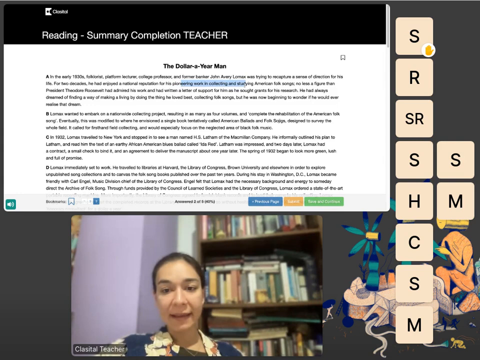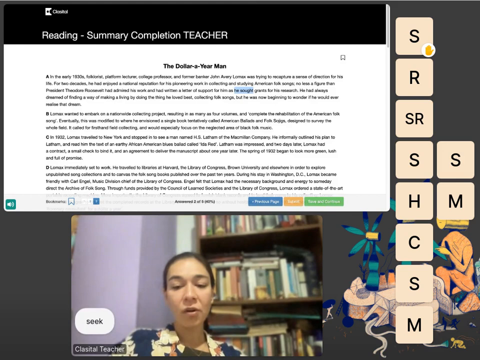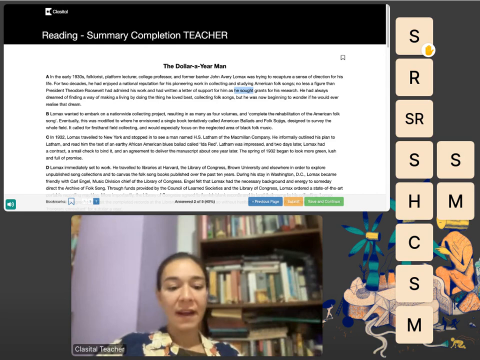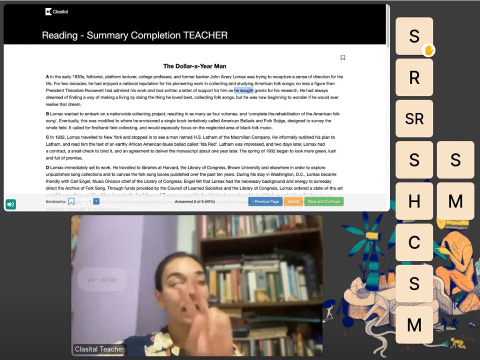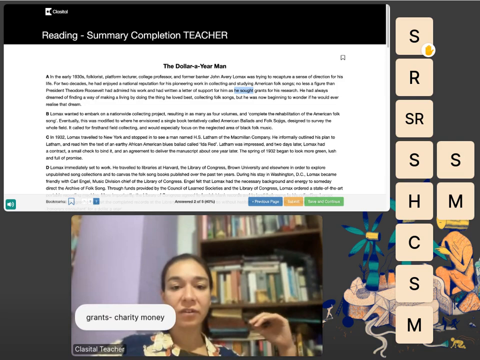No less a figure than President Theodore Roosevelt had admired his work and had written a letter of support for him as he sought grants for research. Sought means seek, like looking for. While he was looking for grants, like money, charity money, he's looking for grants for his research.